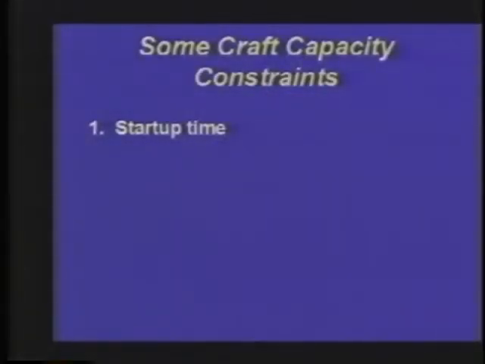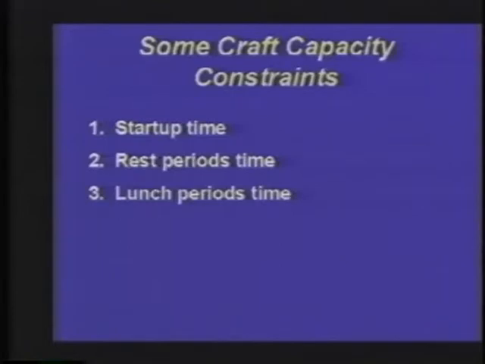Now, moving on to page number 4, we are showing some of the craft capacity constraints that I alluded to before. These are known and authorized non-productive time periods, such as 1, startup time, 2, rest periods. In most cases there are 2, 1 for the first half of the shift and the second one for the second half of the shift. If we have a 3-shift operation, there could be, as I said, lunch periods that are paid that are non-productive. Then we would have cleanup time.